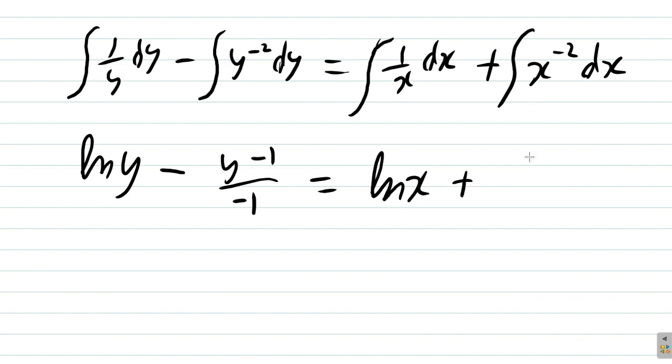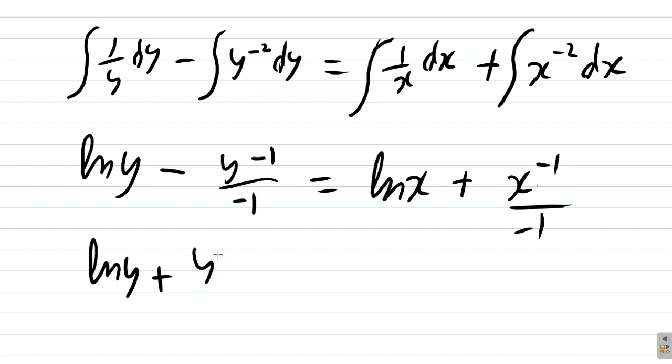plus, same thing would happen here, x to the negative 2, add 1 to the whole power to get the new power, divide by the new power. Negative 2 plus 1 is negative 1. So it's x to the negative 1 over negative 1. Now here, this will become ln y plus y to the negative 1 equals ln x minus x to the negative 1. You see that?